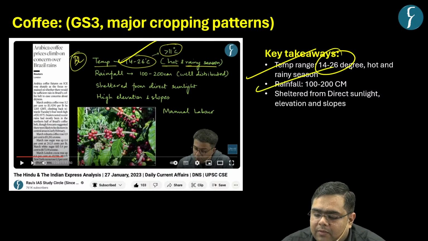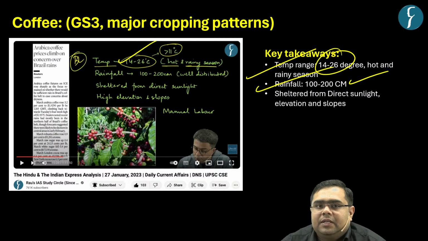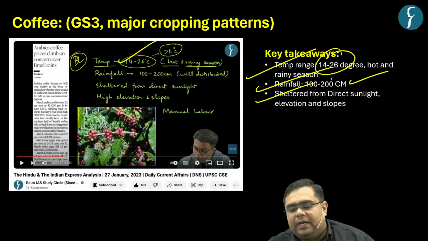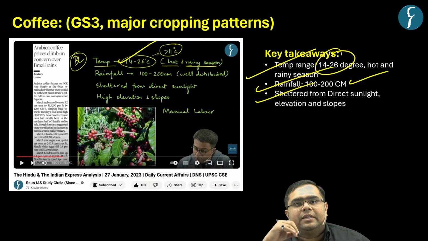So the key takeaway points are: the temperature range is 14 to 26 degrees, a hot and rainy season is required, rainfall being 100 to 200 centimeters, that means very high rainfall. We'll see that coffee cultivation takes place generally in the Western Ghats of India and some portions of the Eastern Ghats, right? And it should be sheltered from direct sunlight, and it grows on elevation and slopes.